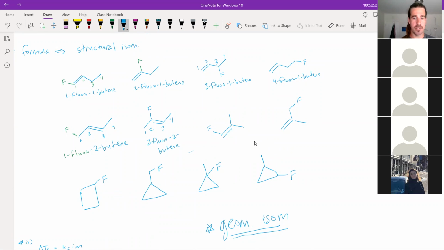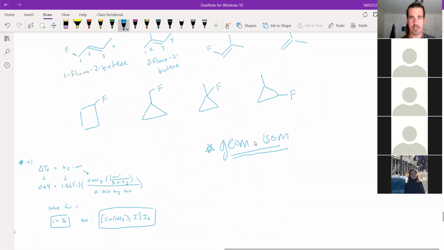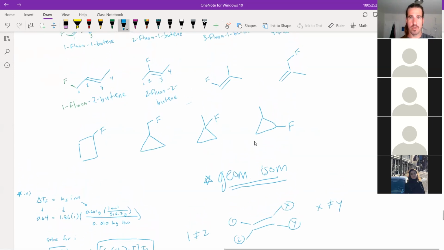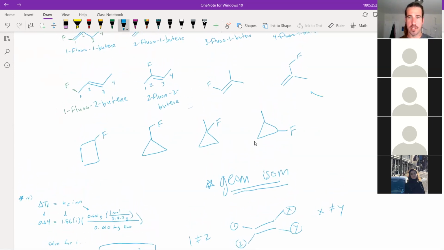You want the double bond to have two different things on it. So you need these two things to be different, and then this carbon has different things too. I'm just going to use letters here. So 1 doesn't equal 2 and X doesn't equal Y. That's when you have cis and trans. So let's just pick this one here. Does that have cis and trans isomers?